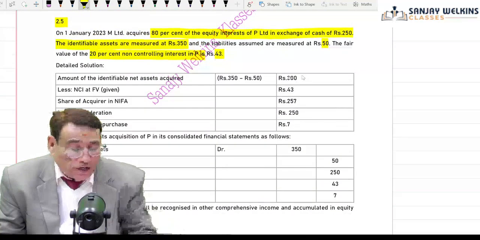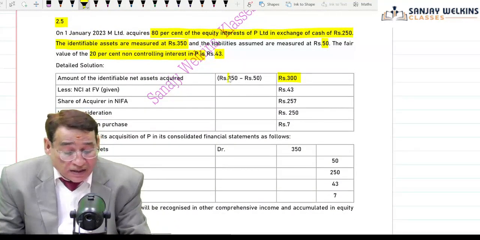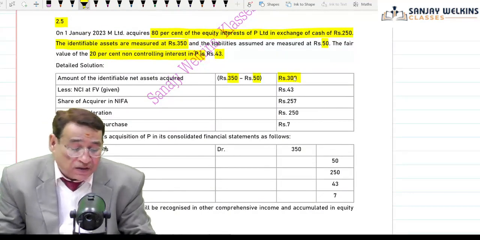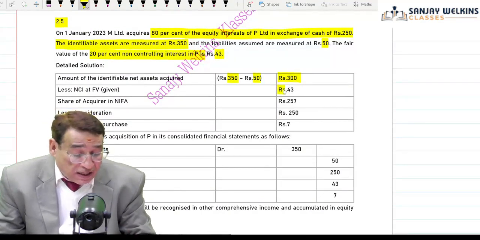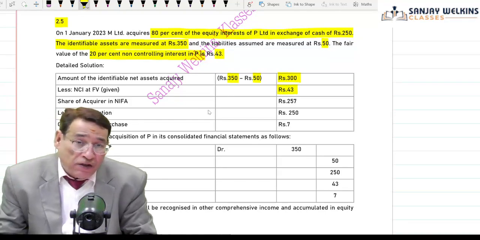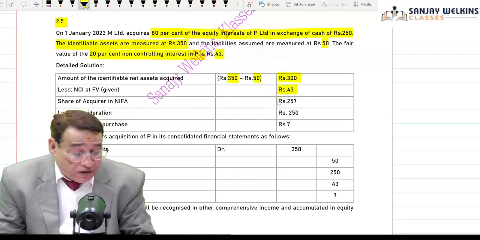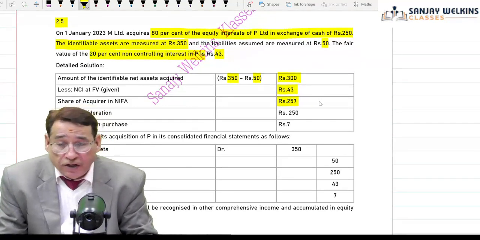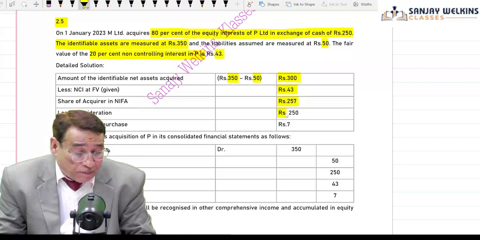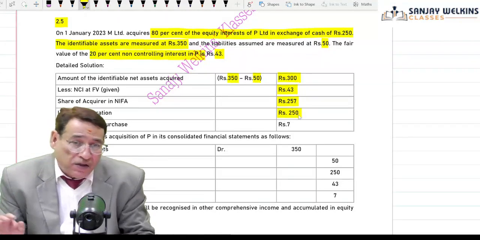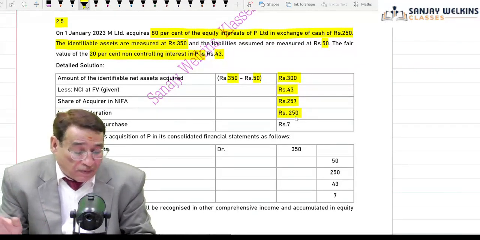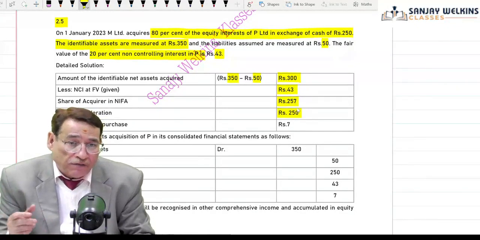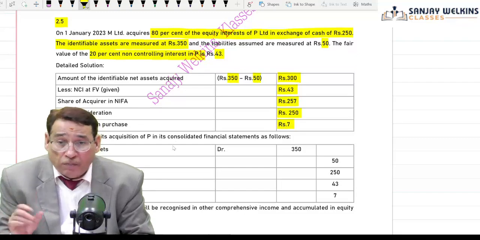First of all, you will write the net assets. Assets is equal to 350. Liability is equal to 50. So net asset is 350. And NCI on fair value, because it is already given in the question, is 43. So difference will be equal to 257. This difference shows the share of net assets of acquirer. You compare it with the consideration. Consideration is 250, but in this case, amount of consideration is less. Correct? In comparison to share of net assets. So difference will be your gain on bargain purchase.